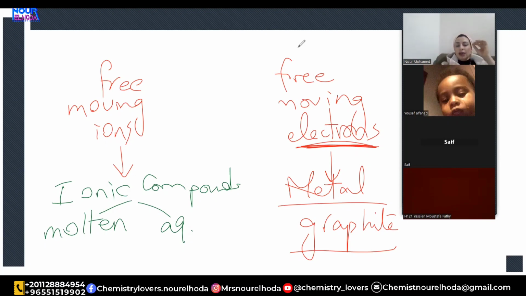Okay, Omar? When do I say a substance conducts electricity because of free moving ions? In two cases only. Either it's an ionic compound molten or aqueous only. But if it's a solid, no mobile ions, no free moving ions. The ions are there, but they are not moving freely.